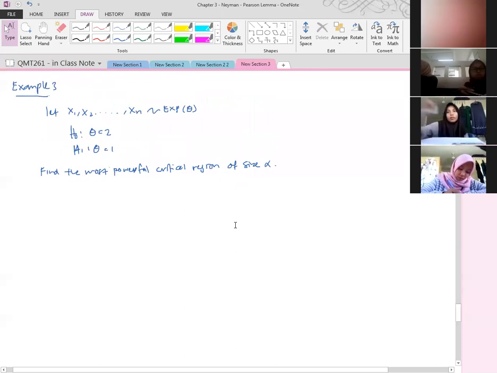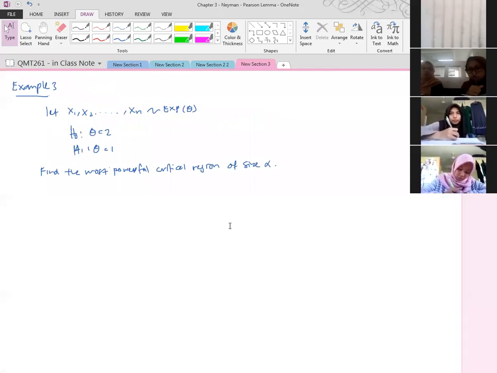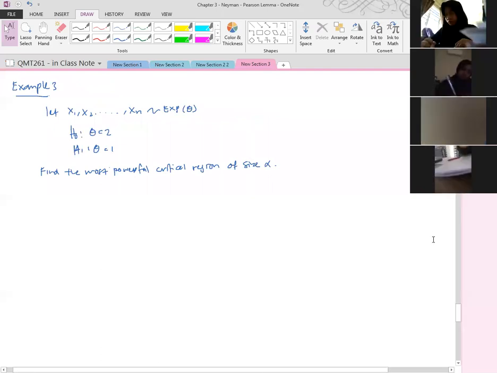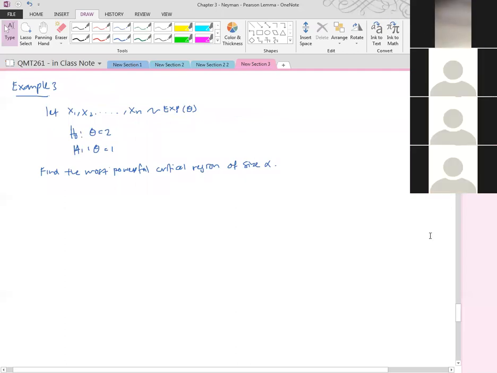So example number 3. Let x1 until xn have an exponential distribution with parameter theta, right? The null hypothesis is theta equal to 2 and the alternative hypothesis is theta equal to 1, right? Find the most powerful critical region of size alpha.